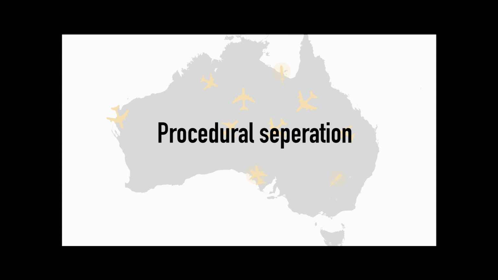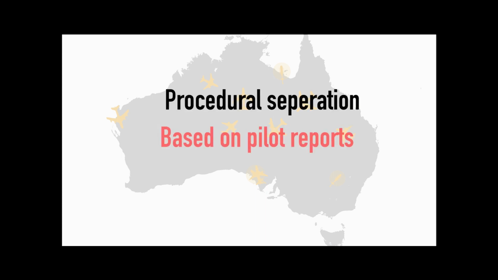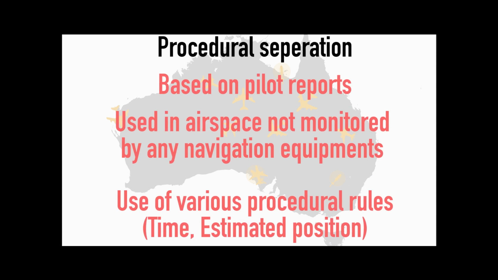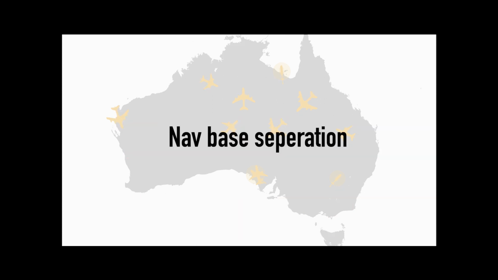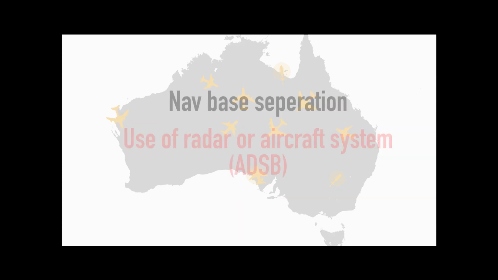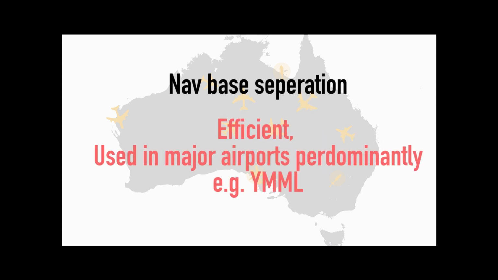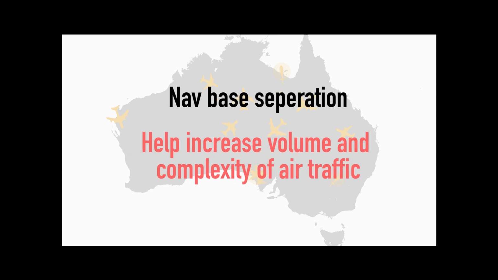For example, procedural separation is based on pilot reports to estimate aircraft positions. It is used in airspace not monitored by radar or any navigation equipment. It uses various procedural rules, including time and estimated position. However, radar or nav-based separation uses radar or aircraft systems such as ADS-B to manage and separate aircraft. It's the most efficient way to separate aircraft nowadays. It's used in major airports predominantly, including Melbourne Airport. It could help increase volume and complexity of air traffic.